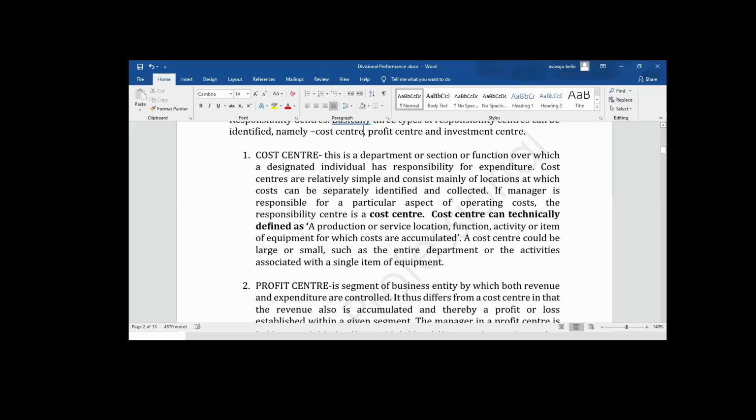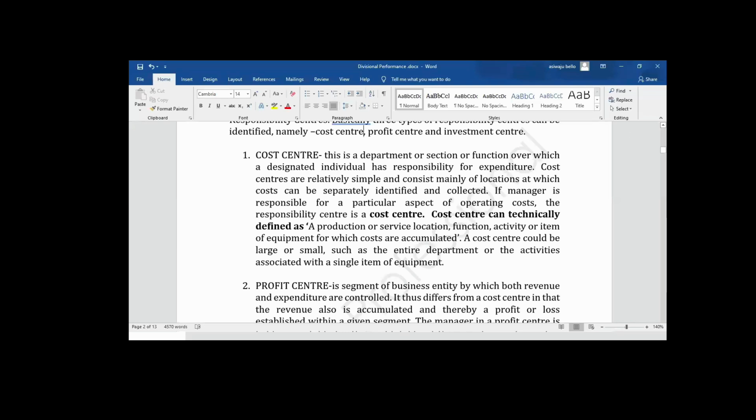And please note this: a division cannot be a cost center. A good example of a cost center is the admin department, that is the administrative department. These departments only incur cost. If you look at most admin departments, they will purchase diesel, consumables, toiletries, stationery, service cars, and what have you. They are only to incur cost. Please note, I will repeat it: a division cannot be a cost center.